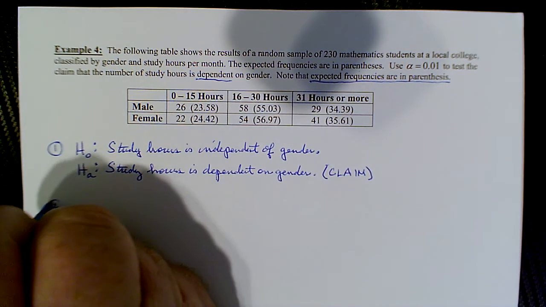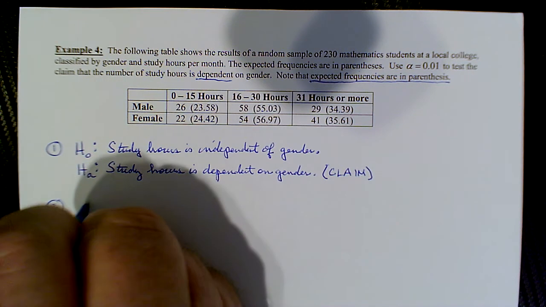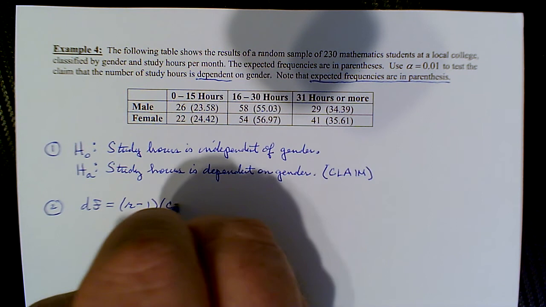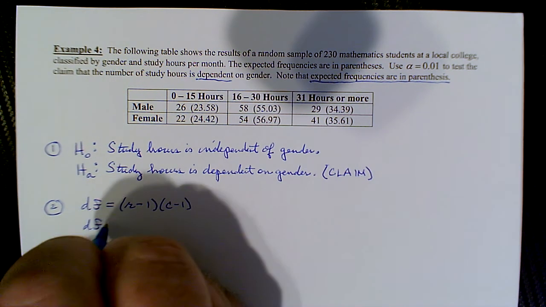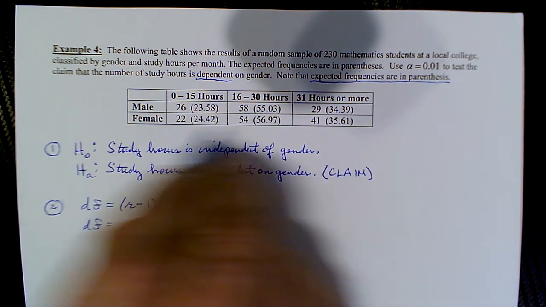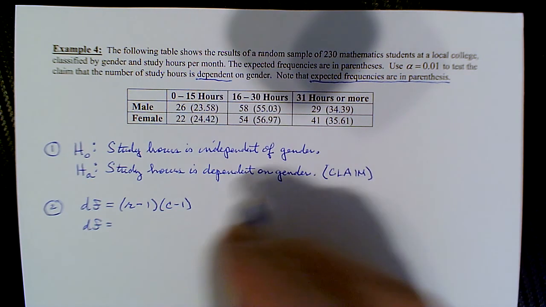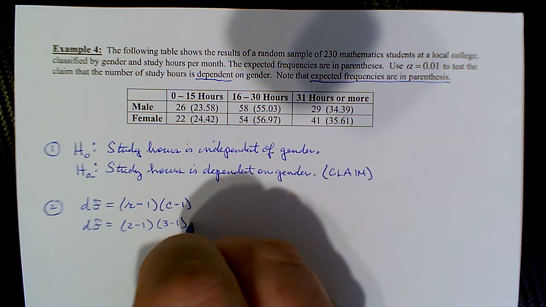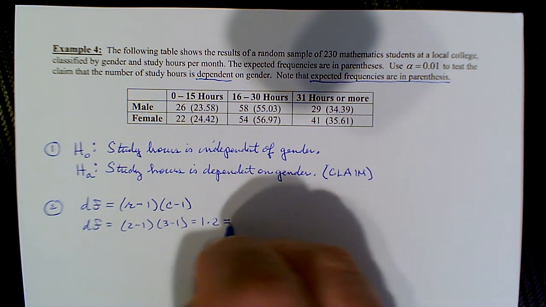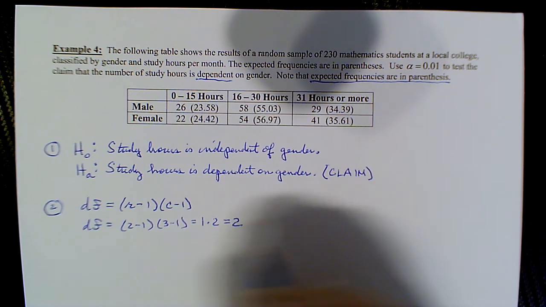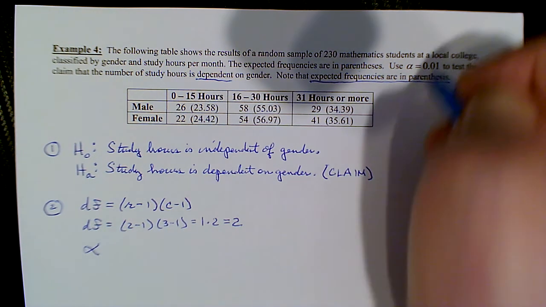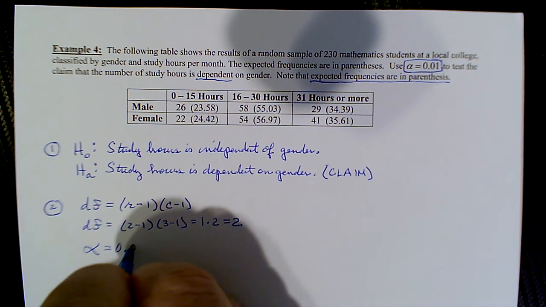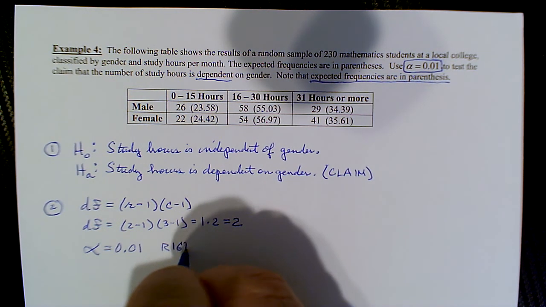Okay, so the second step is our critical value. We get the degrees of freedom, which again is (R minus 1) times (C minus 1), where R is the number of rows. Notice that there's 2 rows, 3 columns. So 2 minus 1 times 3 minus 1. That's 1 times 2, or 2, is our degrees of freedom. Our value of alpha is given up here to be 0.01. And remember, it's always a right-tailed test.